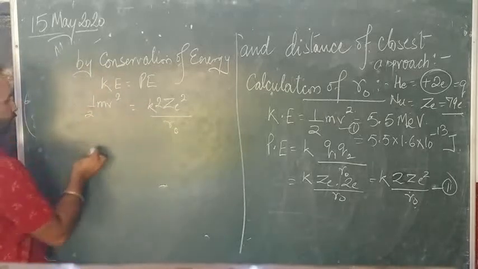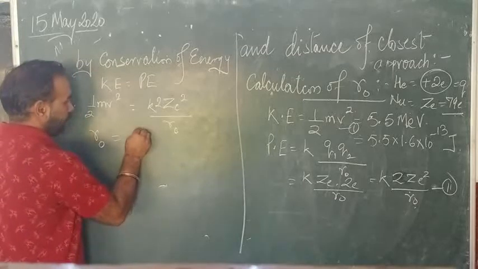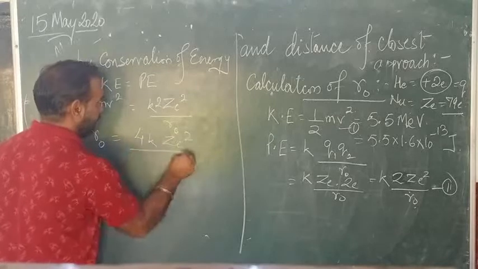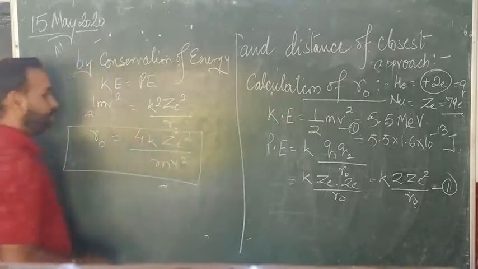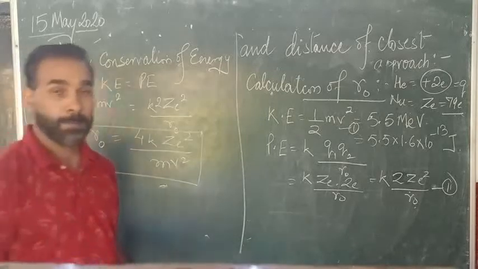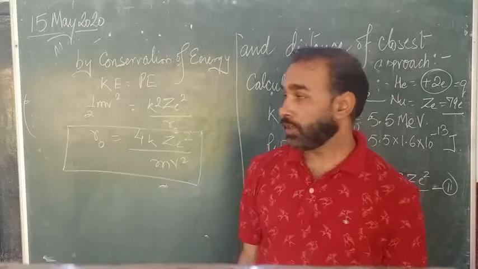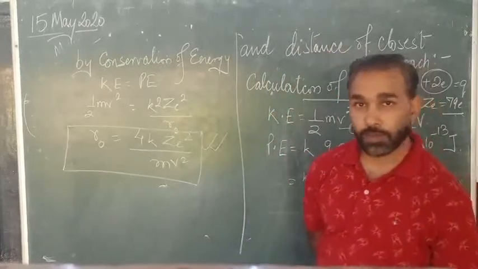This will go up, this will go down. So r naught will be equal to 4 k z e square upon m v square. So this is the expression for the distance of closest approach. This is very important from a numerical point of view.